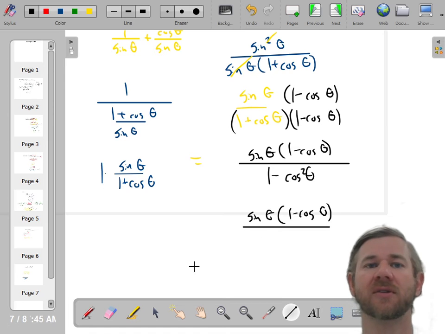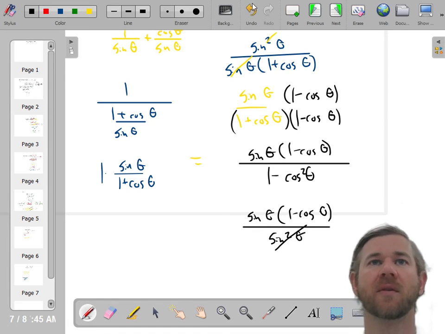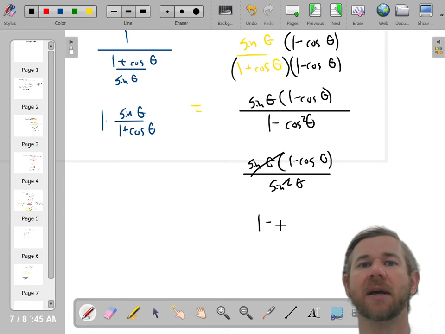Over 1 minus cosine squared is sine squared theta. One of them goes away. Maybe. Now I have 1 minus cosine theta.